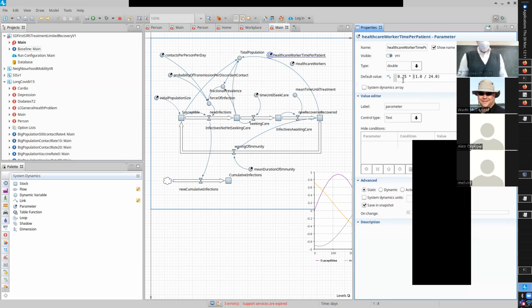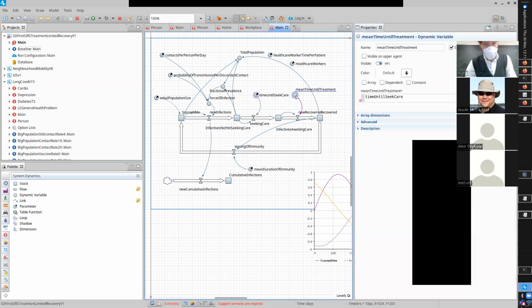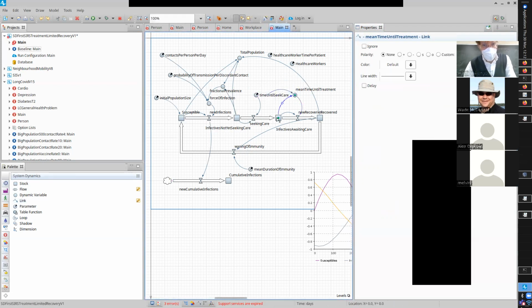So the mean time until treatment is going to depend on how many people are awaiting care, how many healthcare workers there are, and how much healthcare worker time there is per patient. And the question is, what is the formula for this going to be? Let's think about that. Okay, here we go.